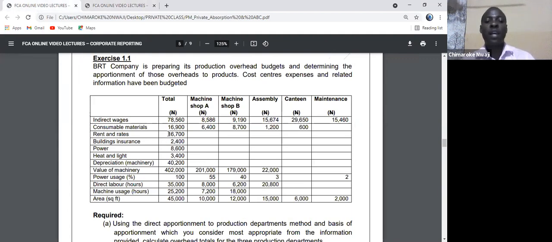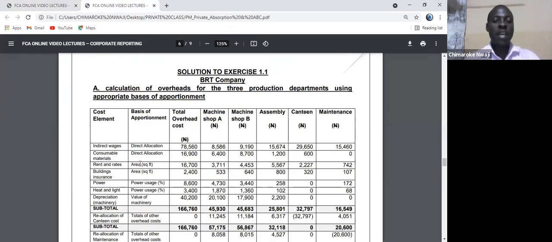Now, what we notice here is we have just one figure in the total column, but we don't have anything in machine A down to maintenance. So there is a need for us to put figures in machine A, machine B, assembly, canteen, and maintenance, using what we call our appropriate basis of measurement. So which is the appropriate basis for measurement? What Madam Ramatu can use may be different from what Chiamaka may use, and may also be different from what Chimaroke will use. So Chimaroke decides to use area, or square feet. That is what I decide to use, area square feet.